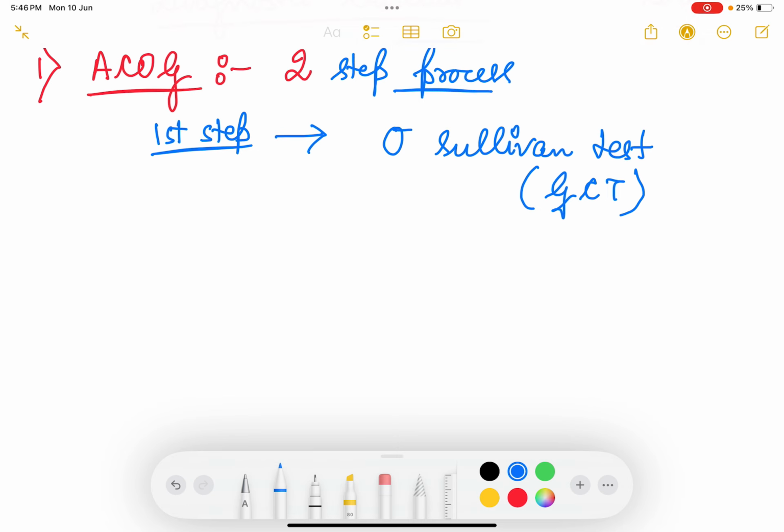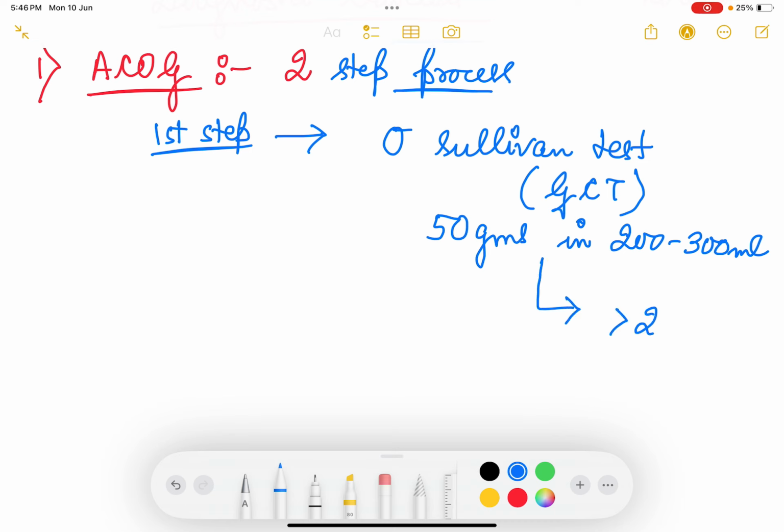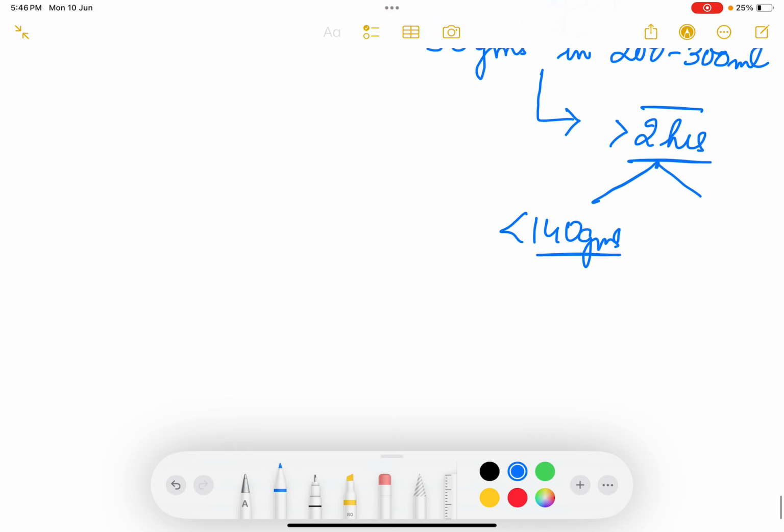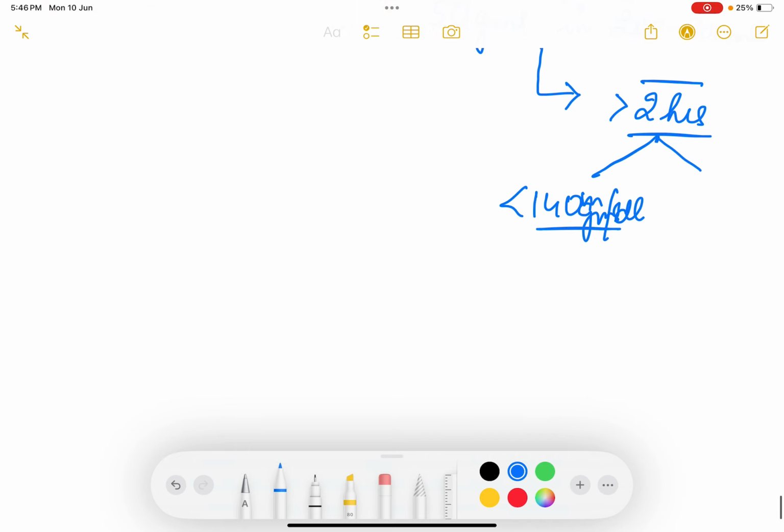Every patient will be subjected to 50 grams of glucose. You give the patient 50 grams of glucose dissolved in 200 to 300 ml of water, and then you check the blood sugar after 2 hours. After 2 hours of drinking this 50 grams of glucose, you measure the blood sugar level. If the blood sugar level is less than 140 milligrams per deciliter, then you say the patient is normal and she does not have gestational diabetes mellitus.